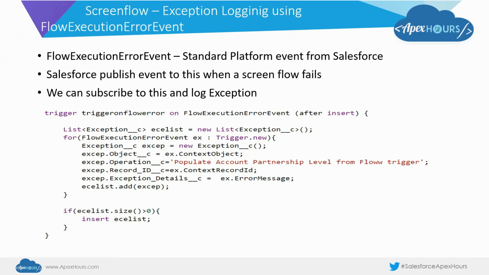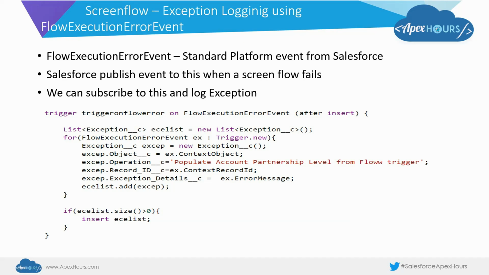But Salesforce by default provides something called flow execution error event, which is a standard platform event provided by Salesforce. And whenever a Screenflow is failing, an entry with all the details will be populated to this particular flow execution error event. Let us try this one also.